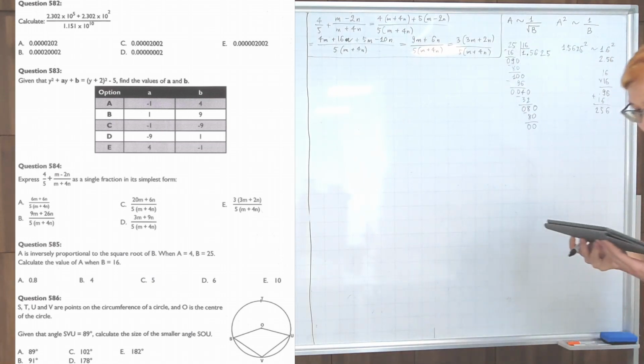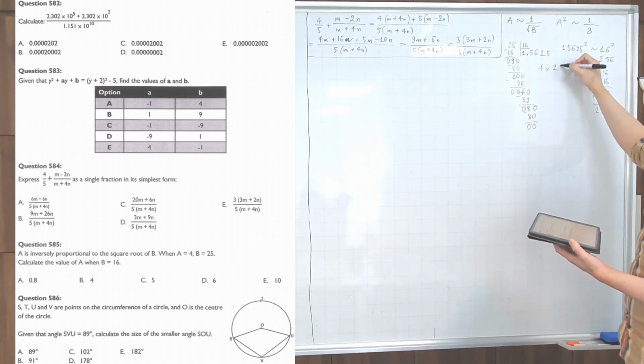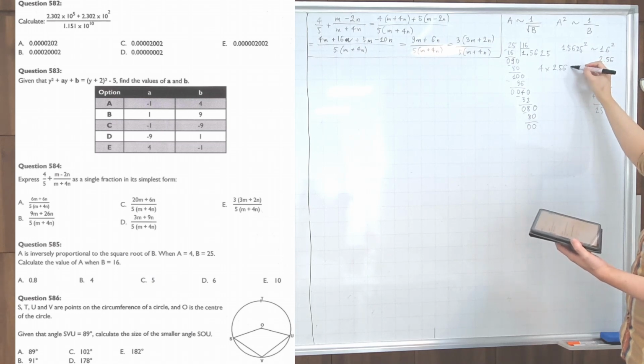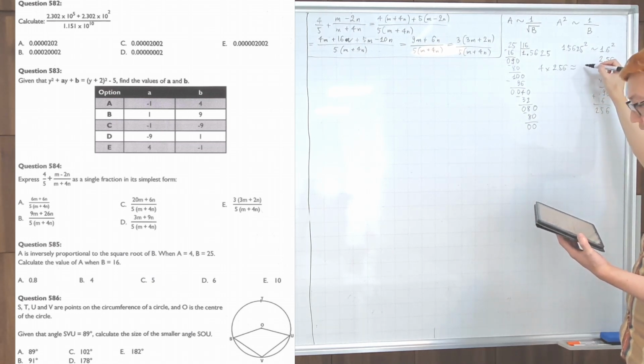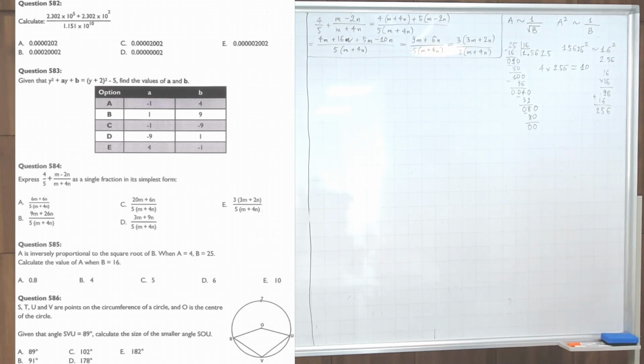So which one? 4 times 2.56 something should be nearly equal to 10, right? 2.5 times 4 is 10. So it's nearly equal to 10, right? So answer B. Do you see how much time it takes to do these things? It takes a lot of time.